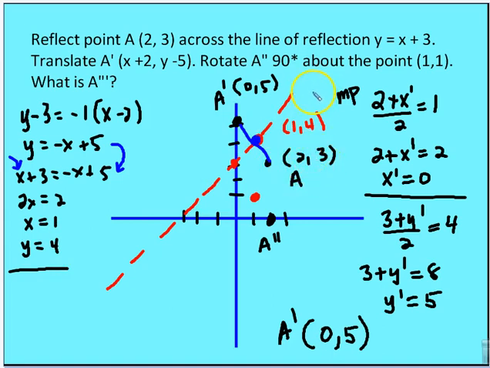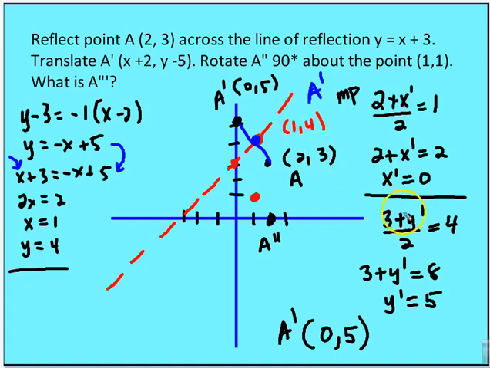We can find A prime, which is the endpoint of the segment, given one endpoint and one midpoint. So let's solve for x first. We have the midpoint formula: 2 plus x prime over 2 is equal to 1. So 2 plus x prime, which we don't know yet, over 2 is equal to 1. And we solve for x prime, we get 0.